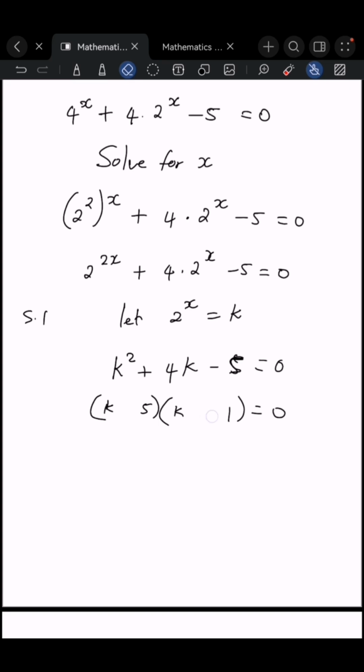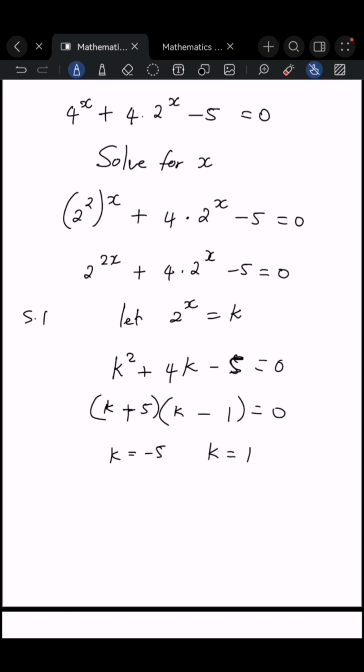Yeah, it's going to be negative here. Why am I wasting time? It's going to be negative here. It's going to be positive here. Therefore, k is equal to negative 5, and k is equal to 1.